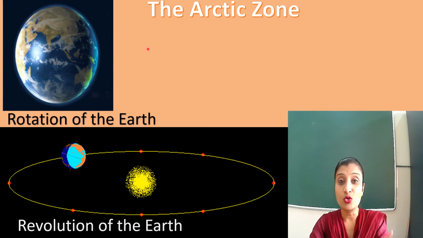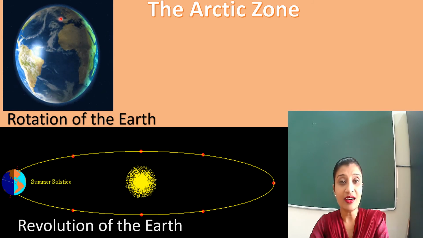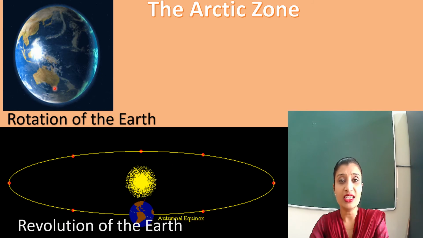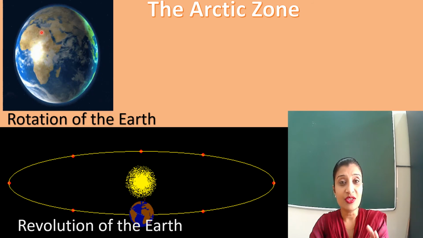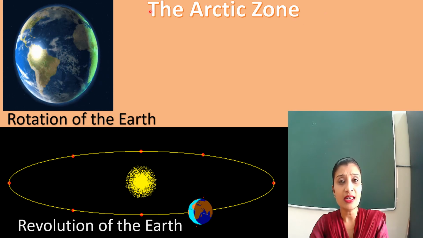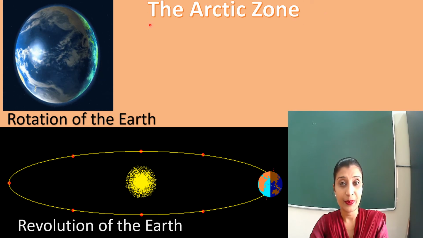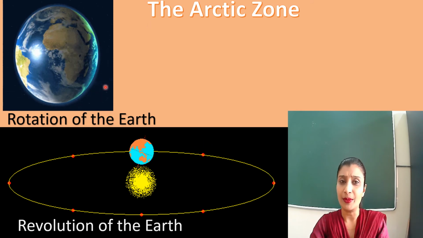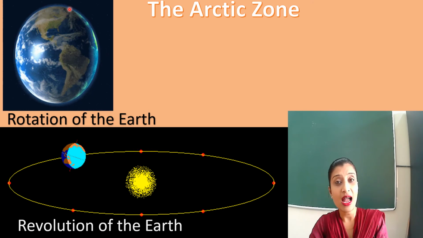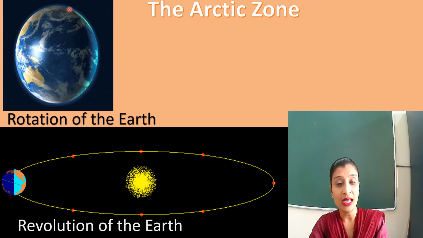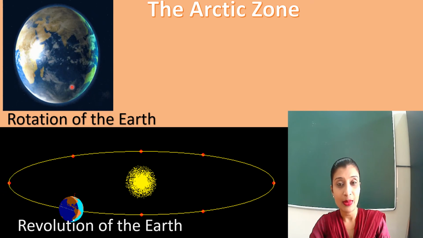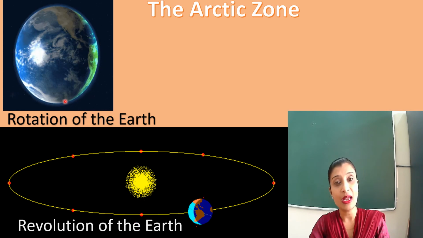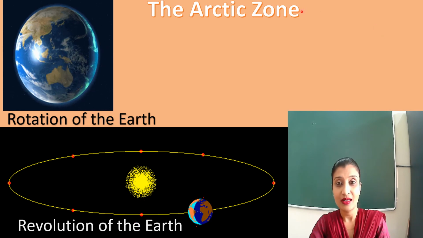The sun rays do not fall straight on the region. Look here, the sun's rays do not fall straight on this region. The sun's rays are very weak and they do not have much heat. Hence, the region continues to be very cold even in summer. When the northern hemisphere has continuous daylight in June, the southern hemisphere will be dark. And in December, the northern hemisphere will be dark and the southern hemisphere will have day. Got it?